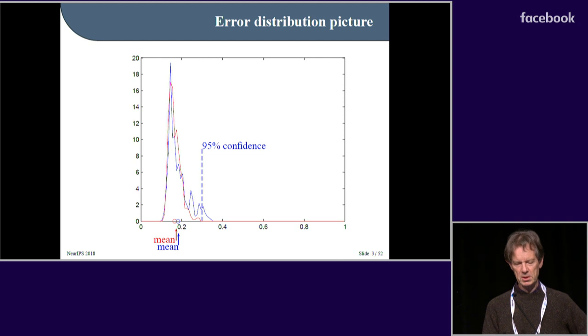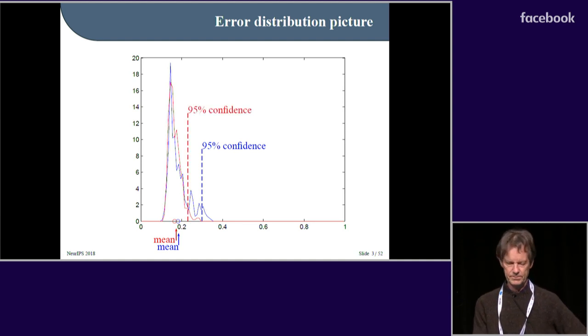And if we want to look at the worst case, or the tail of the performances we might expect if we were to run this algorithm on a real data set, the blue algorithm comes out at a 95% confidence at that test error plotted there, while the red algorithm is significantly better.